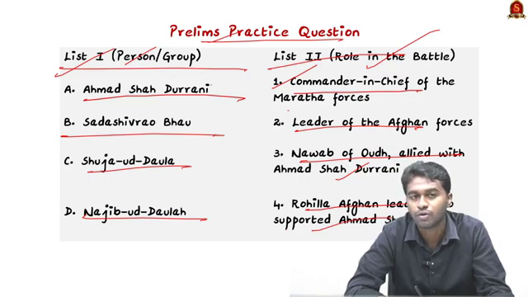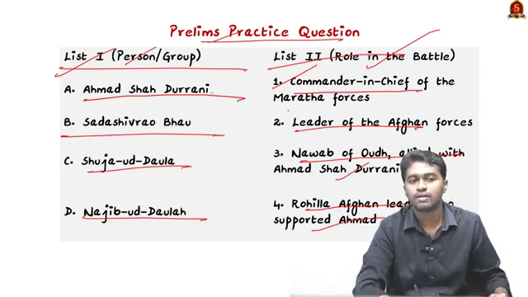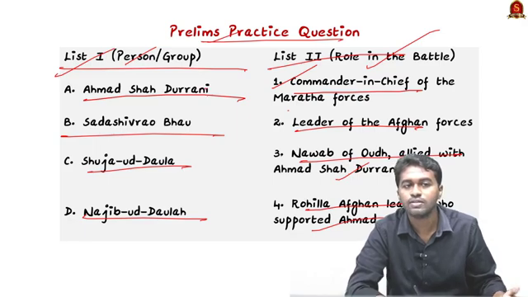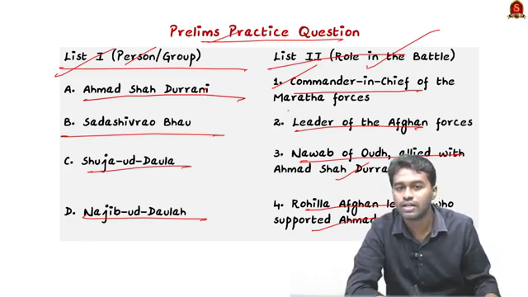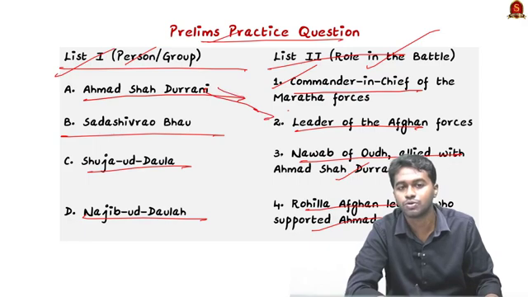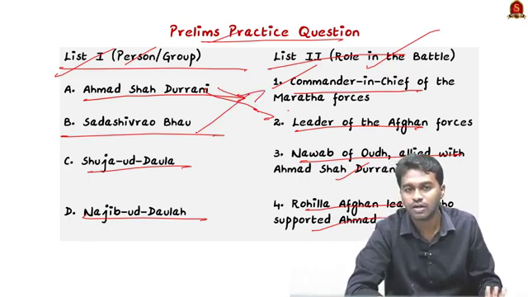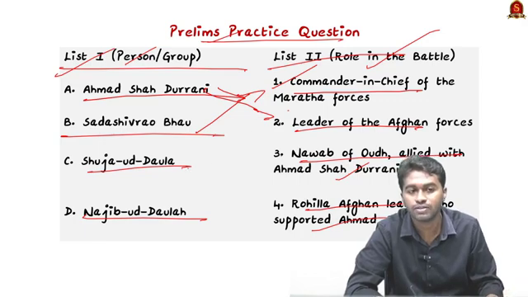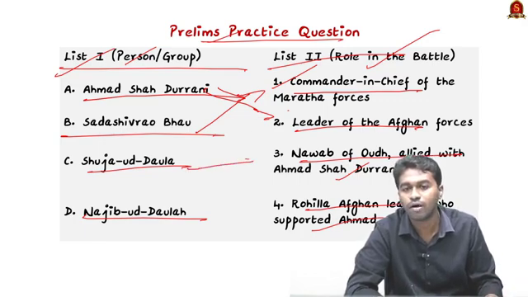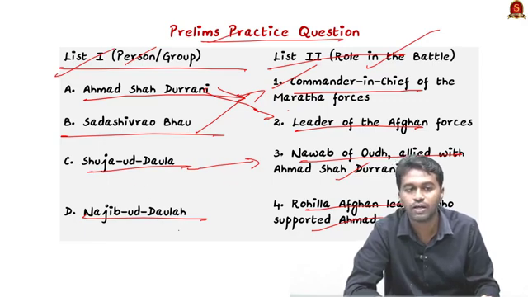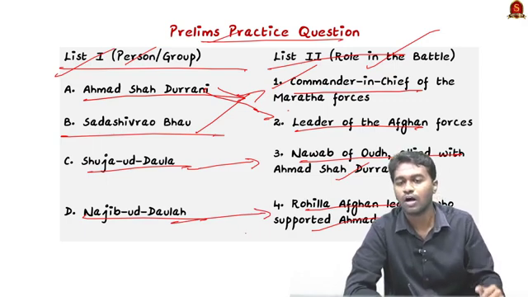It's a match the following question, and you can see that it's very easy. Ahmad Shah Durrani was the leader of the Afghan force, so A goes to 2. Sadashiva Rao led the Marathas in the third battle of Panipat. And Shuja-ud-Daula, the Nawab of Oudh, allied with the Afghan ruler, so C goes to 3. And Najib-ud-Daula, the Rohilla Afghan leader who supported Ahmad Shah Durrani.